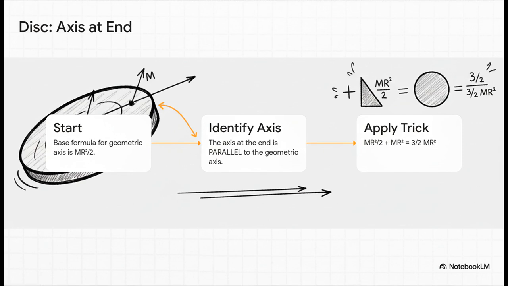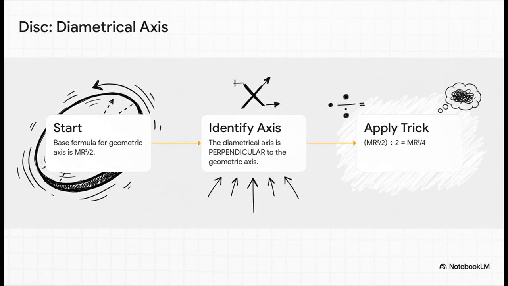So we take our base formula, mr squared over 2, and we apply our trick. We add mr squared. The result? 3 over 2 mr squared. Next up, let's find the diametrical axis of the disk. This axis is perpendicular to our geometric axis. So what do we do? We take our starting formula, mr squared over 2, and we use the perpendicular trick. Divide by 2. That gives us mr squared over 4.